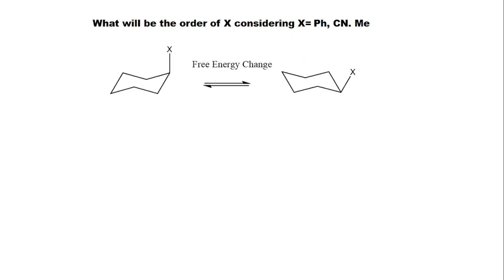Third, what will be the order of X, considering X is equal to Ph, CN and Me? This question I have already discussed in the problem just before. Here, if this group is X, then X has some 1,3-diaxial kind of unfavorable interaction. If X becomes much bulkier, then the unfavorable interaction will be larger. Here X is given as Ph, so I am drawing the molecules with all the given X. So this is Ph.